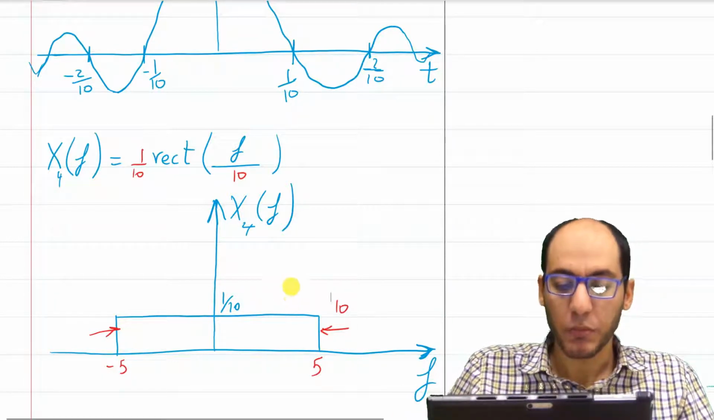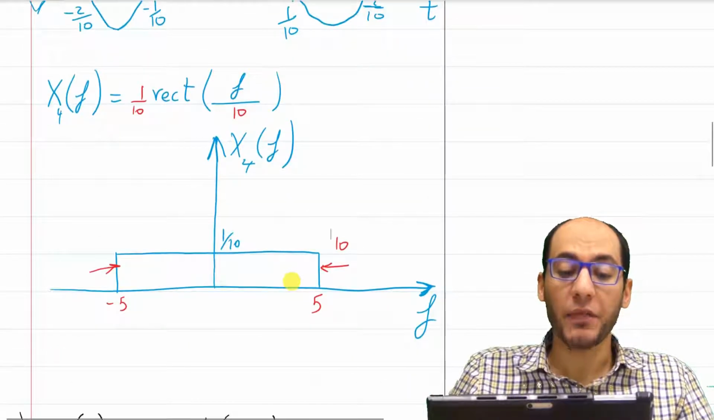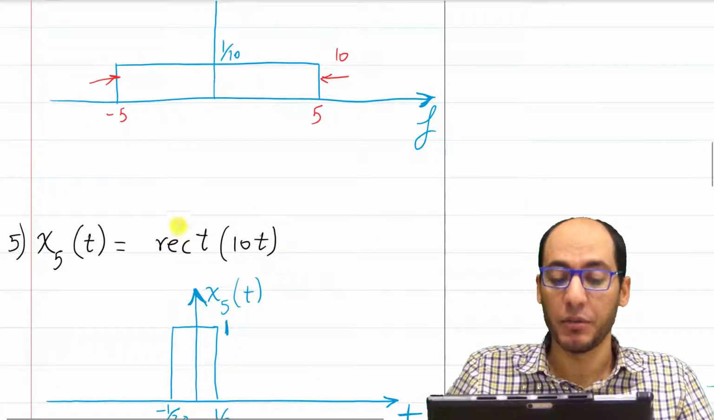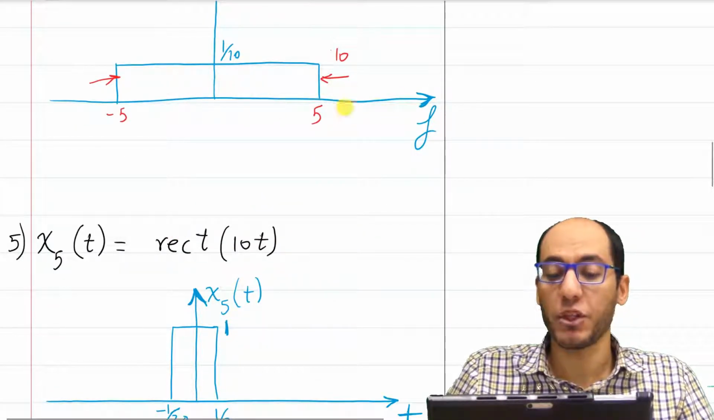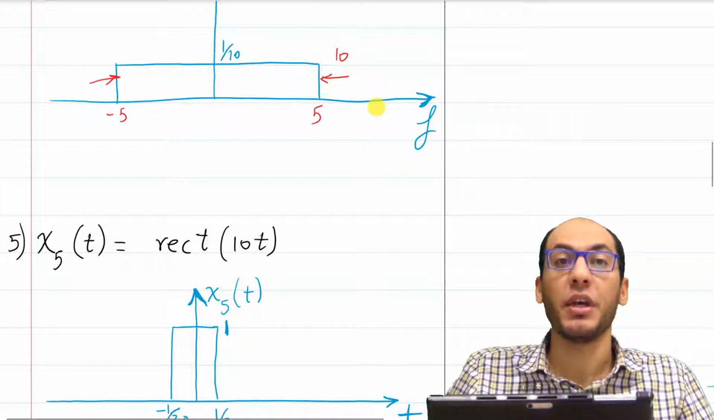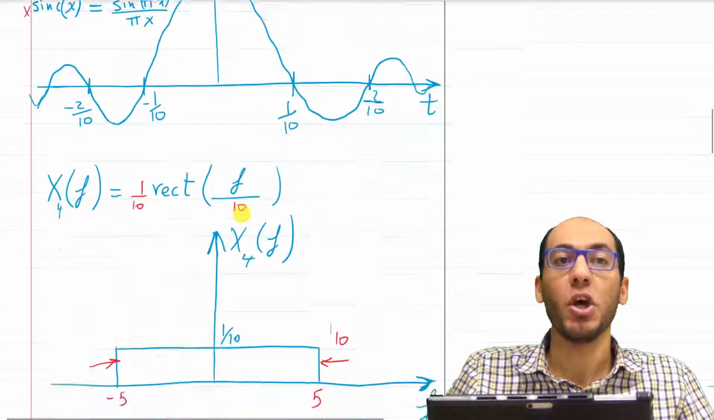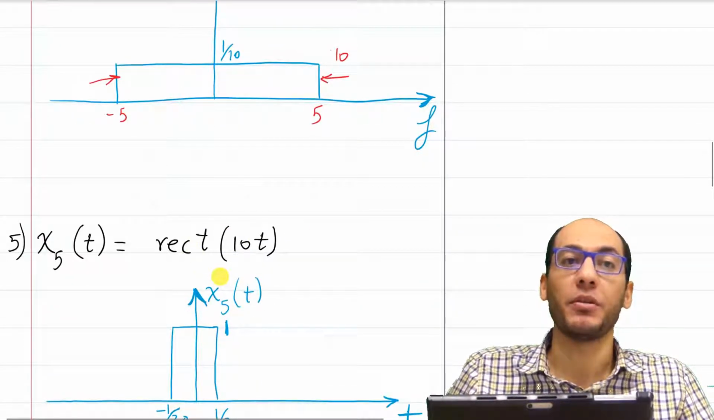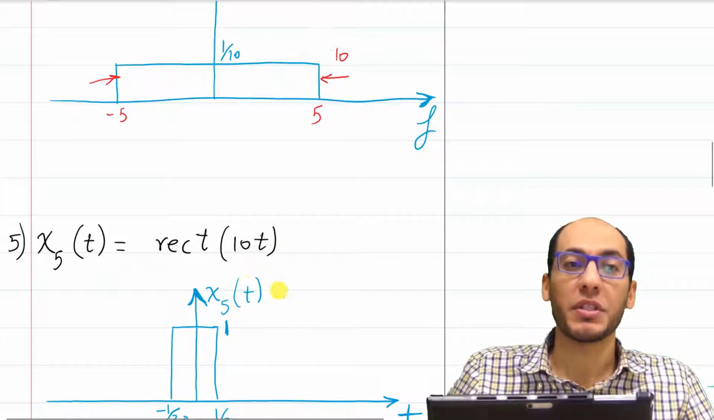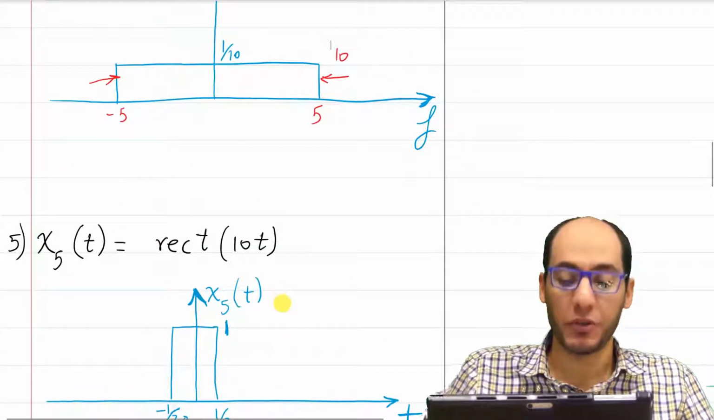Okay? All right. So what if I have a rectangular function in the time domain? So remember, this is the rectangular function in the frequency domain. Why? Because the sinc was in the time domain. Sinc in the time gets the rectangular frequency. What if I have a rectangular in the time domain? Okay, with a 10 at t. So what does that mean? How do I plot it in the time domain first?